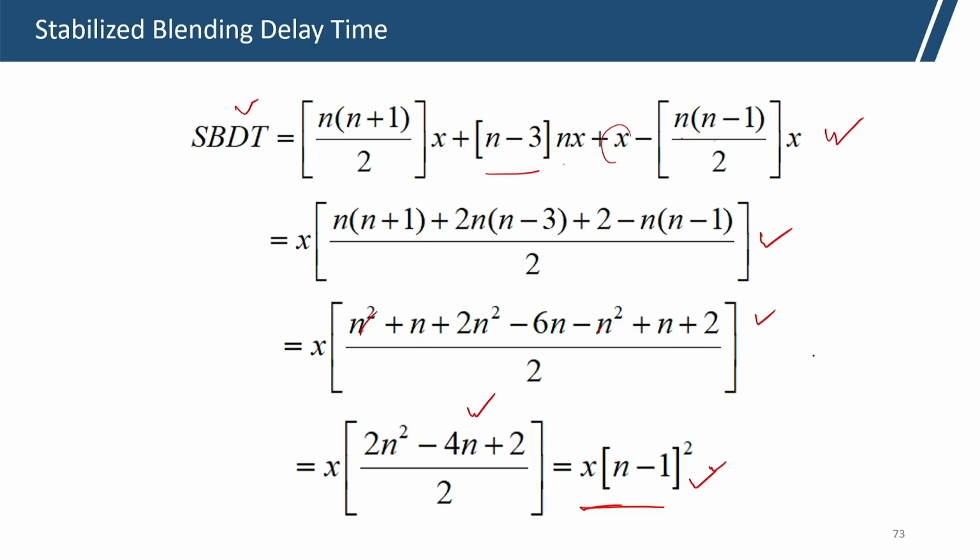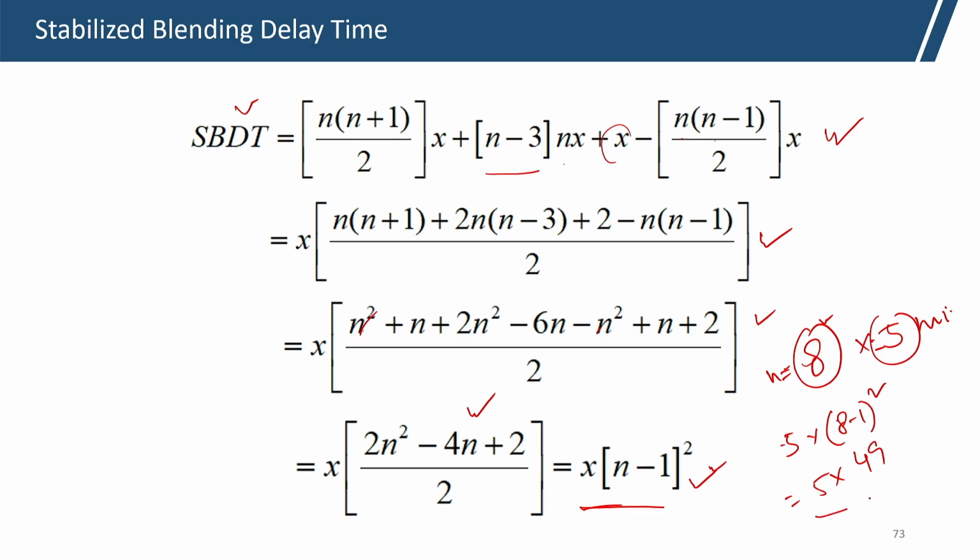So, for say 8 chambers and a 5-minute delay time, for 8 chambers, n equal to 8, x equal to 5. So, we can get 5 into 8 minus 1 square, 5 into 49. So, that will be the standardized maximum blending delay time for this type of situation.